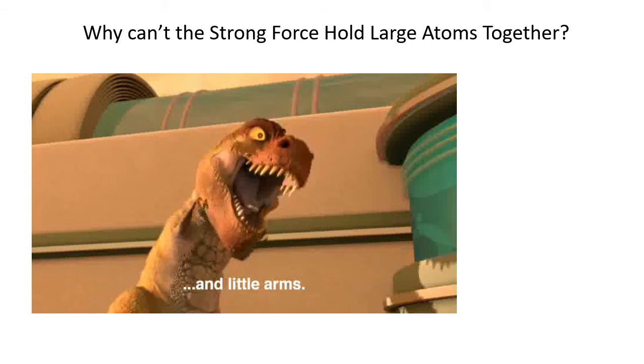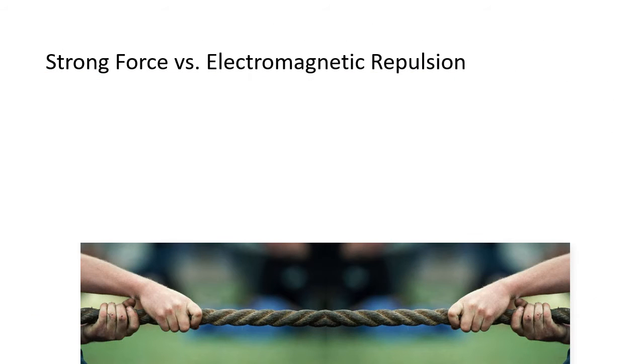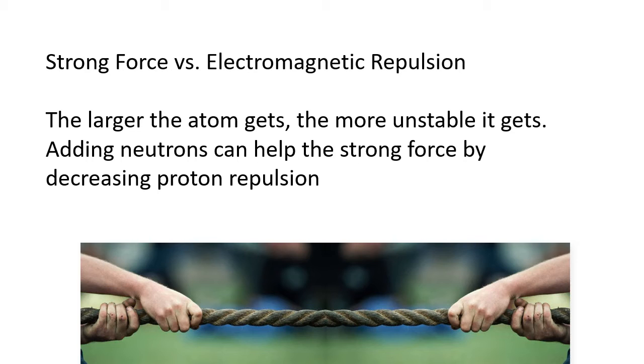So, why can't the strong force hold large atoms together? That's because it only acts over a very short distance. Like this Tyrannosaurus, it has a very strong ability, but can only act over a very short distance. So in every atom, we have these two forces competing against one another. The electromagnetic force, which is trying to break the nucleus apart, and the strong force, which is holding it together. The larger an atom's nucleus gets, the more unstable it tends to be.